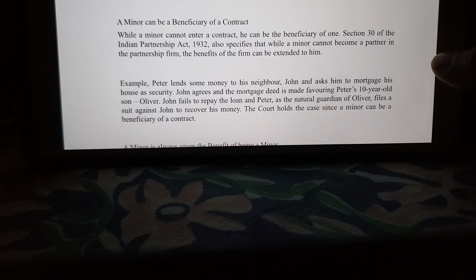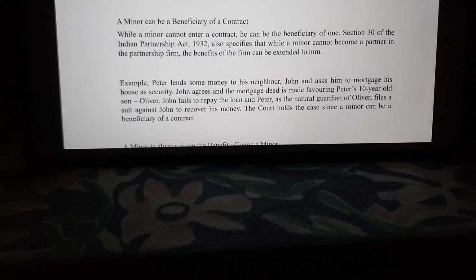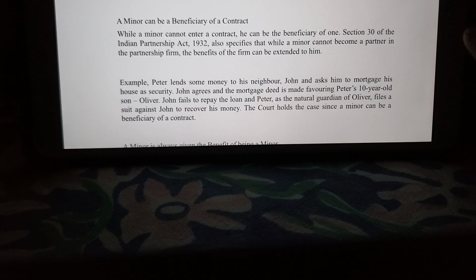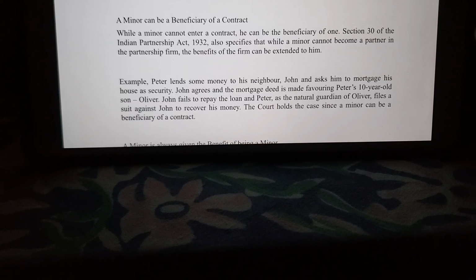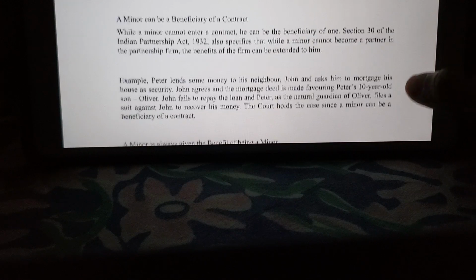Example: Peter lends some money to his neighbor John and asks him to mortgage his house as security. John agrees, and the mortgage deed is made favoring Peter's 10-year-old son Oliver. John fails to repay the loan, and Peter, as a natural guardian of Oliver, files a suit against John to recover his money. The court holds the case since a minor can be a beneficiary of a contract.